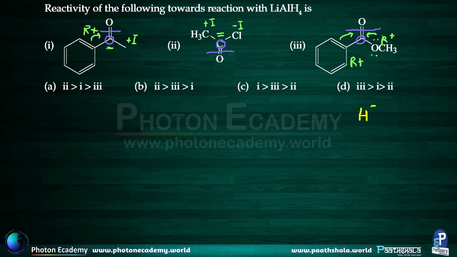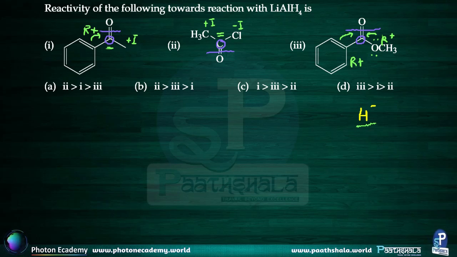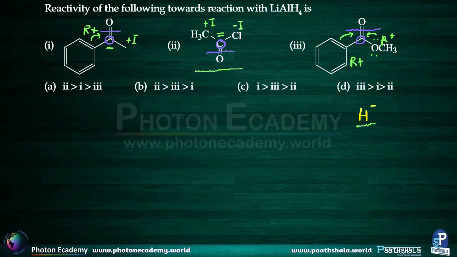And as we know, the H minus group is basically going to be a strong nucleophile, thus it is going to attack that region fastest which has the highest positive charge. The highest positive charge will be observed on the carbonyl carbon of this organic compound, because the minus I and plus I effects are going to neutralize each other. Then we have an organic compound where there is one R positive resonance, one I positive inductive effect. We have one organic compound where there are two R plus resonance effects.